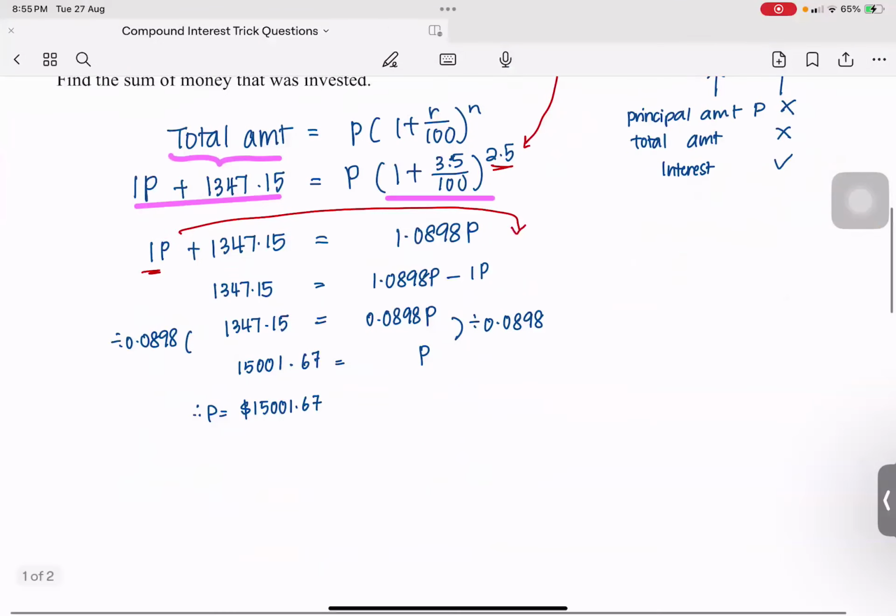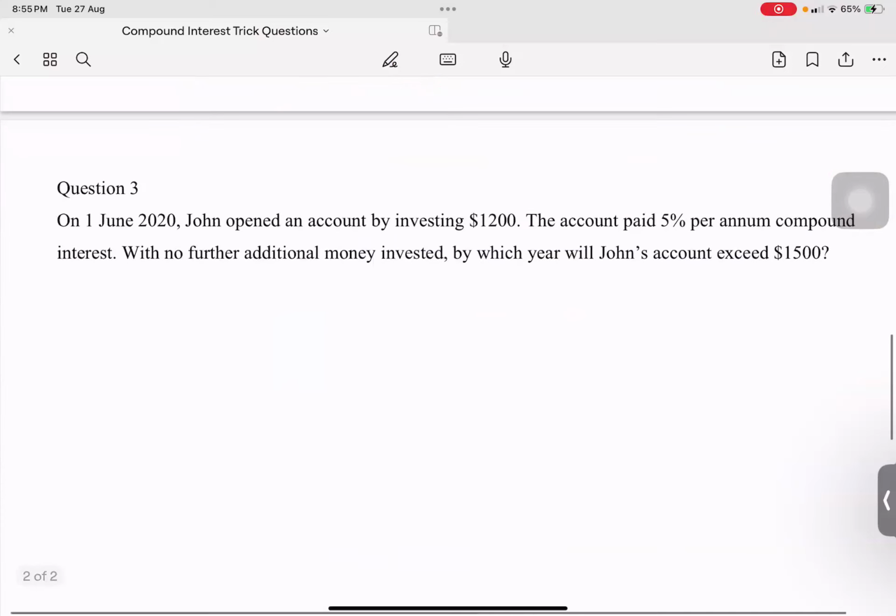Next question, I'm going to move on to the next type. Next type, this one is a recent one that's quite popular, and they change the type of question, may not be just written to you as compounded. Okay, they can ask for you.